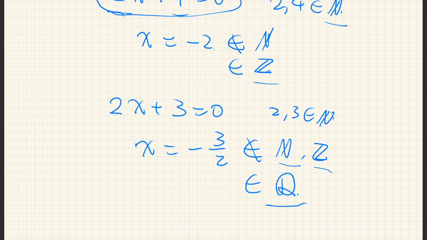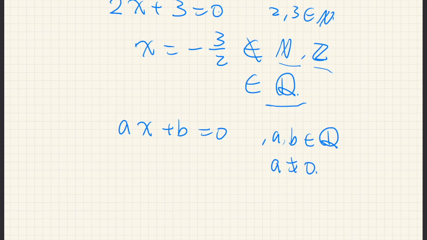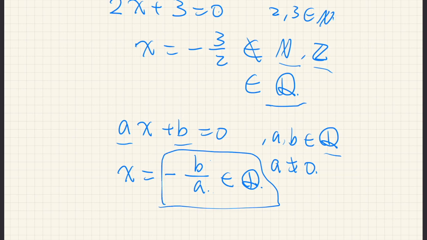Again, we had to expand the set of numbers here from natural numbers to integers to rational numbers. In general, if we want to solve a linear equation like this, ax plus b is equal to 0, where a and b are rational numbers and a is non-zero, then the general solution of this linear equation is x equal to negative b over a. And since we are assuming that a and b are rationals, the solution negative b over a is also a rational number. So this means as long as the coefficients are rational, the solutions are always within the set of rational numbers. So we don't need any more new numbers in this case.